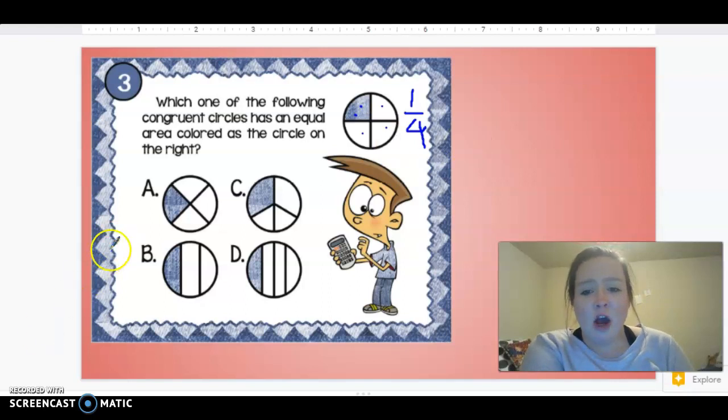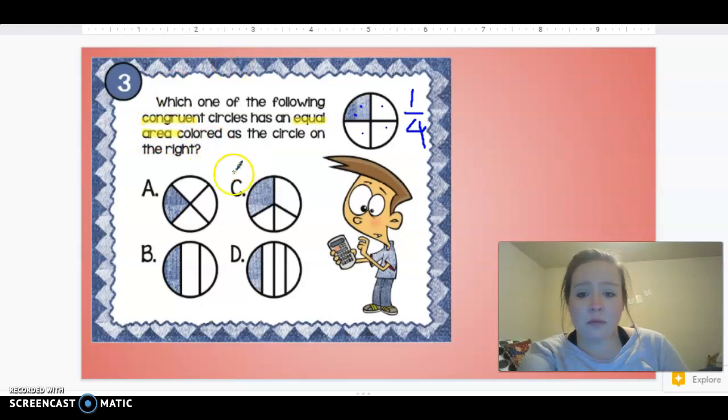Awesome job. Remember, when you're finding an equivalent, here are congruent circles with an equal area. Letter A, that is a congruent circle. That is the same size as the circle of the example they're giving us. And I want 1/4. 1, 2, 3, 4. There are my 4 pieces. And that one piece is shaded. I'm going to check all of my answer choices though.